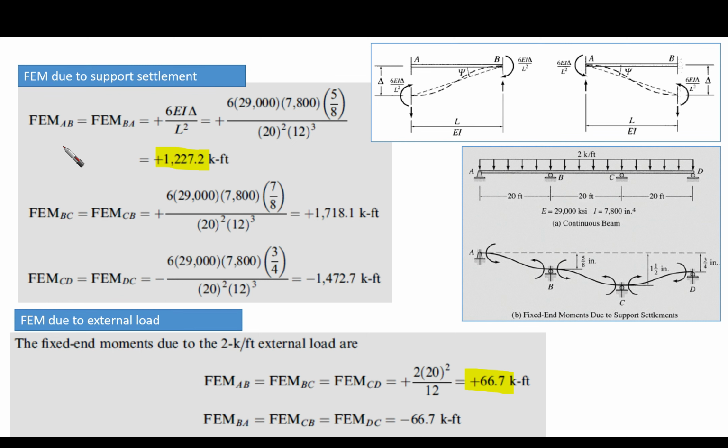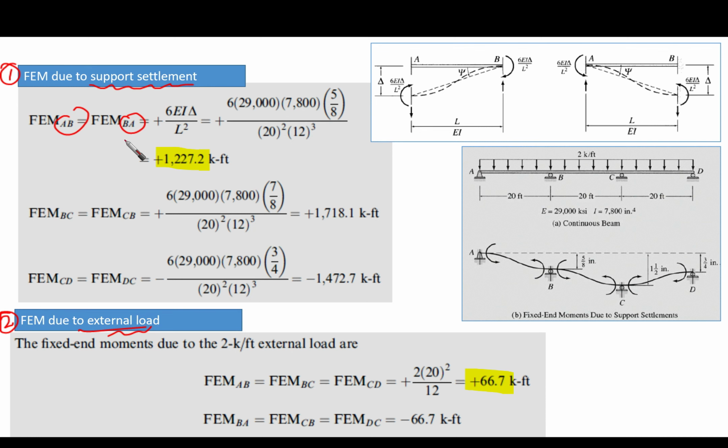We have two types of fixed end moments: fixed end moment coming from the support settlement, and fixed end moment coming from the external loading. So now let's get the fixed end moment due to the support settlement. We have fixed end moments at AB and BA.